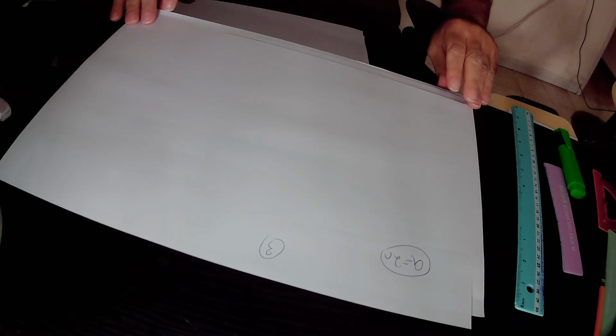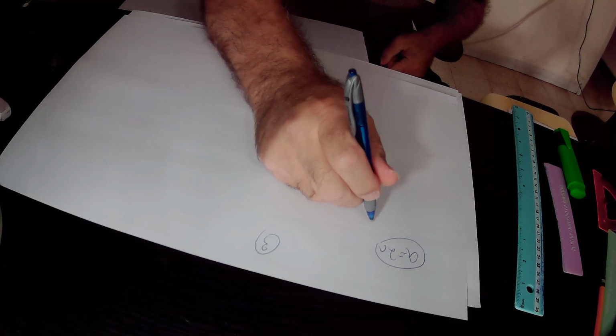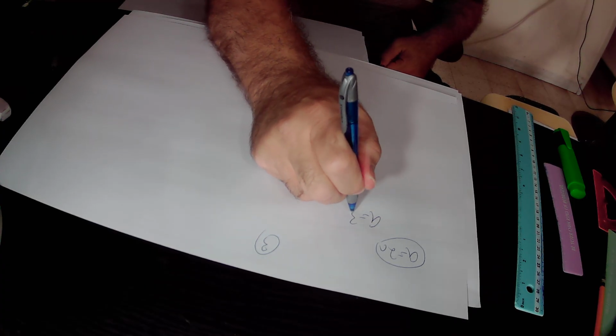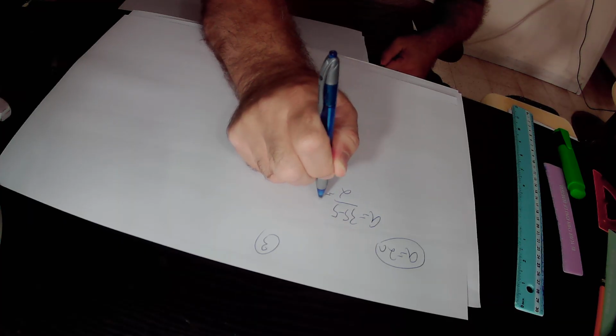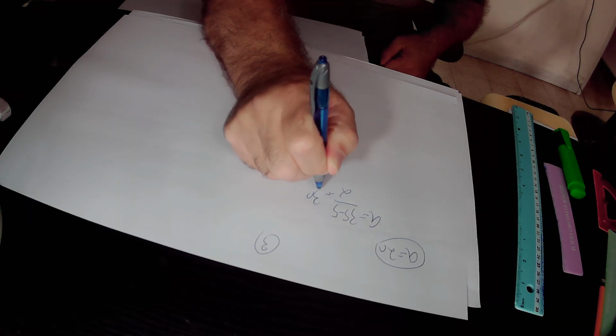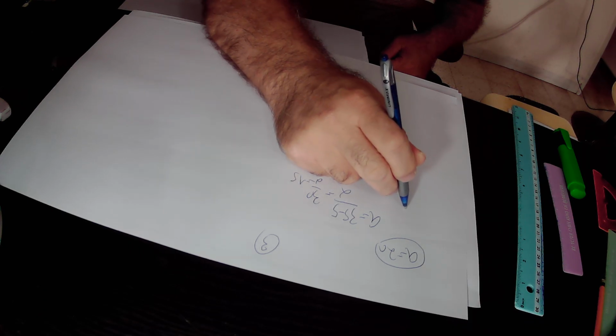And the second solution for a is that a equals 35 minus 5 over 2. 35 minus 5 is 30, and 30 over 2 is 15. So the second solution for a is 15.